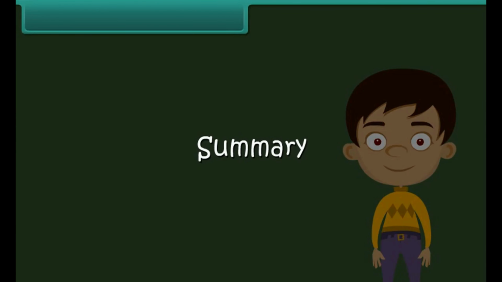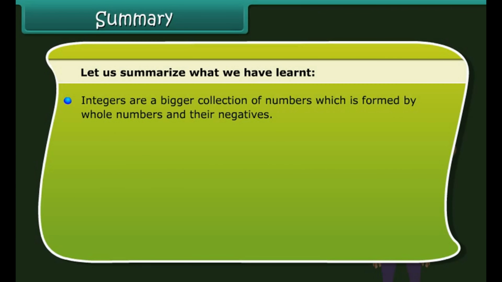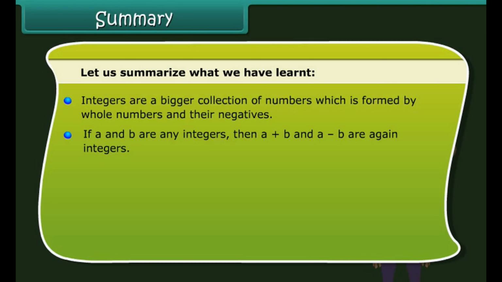Summary. Let us summarize what we have learned. Integers are a bigger collection of numbers which is formed by whole numbers and their negatives. If a and b are any integers, then a + b and a − b are again integers.